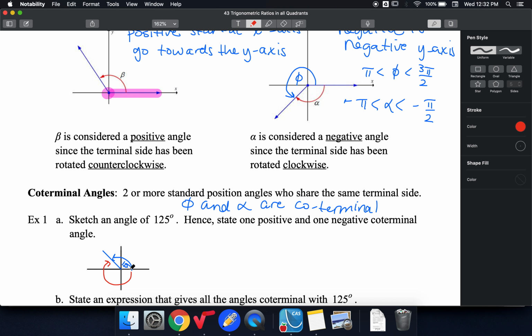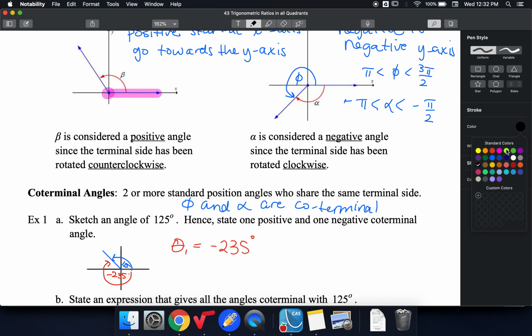So that's going to be negative 180 minus another 55. So that's going to be negative 235 degrees. So I could say theta 1 is negative 235 degrees. If I wanted another positive angle, well, I can't do 125 because that's already been used.